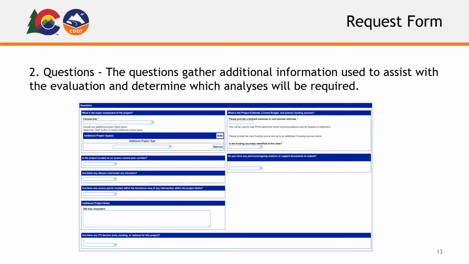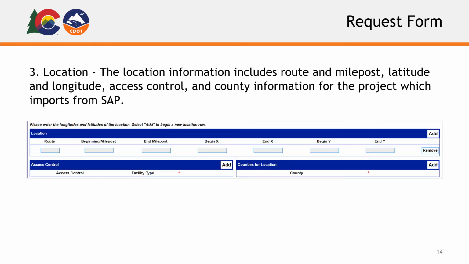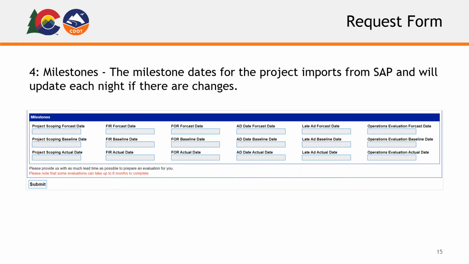2. Questions. The questions gather additional information used to assist with the evaluation and determine which analyses will be required. 3. Location. The location information includes route and milepost, latitude and longitude, access control, and county information for the project, which imports from SAP. 4. Milestones. The milestone dates for the project imports from SAP and will update each night if there are changes.